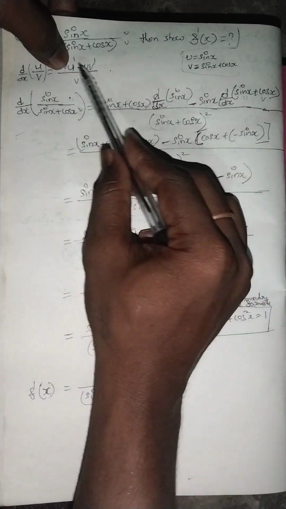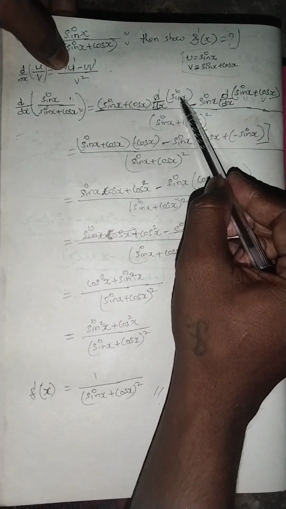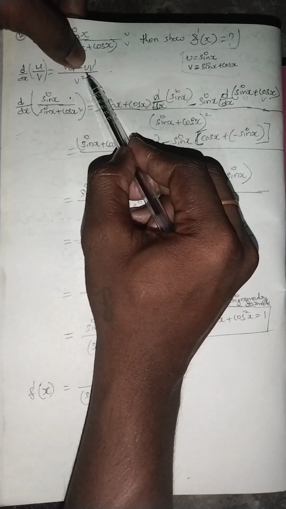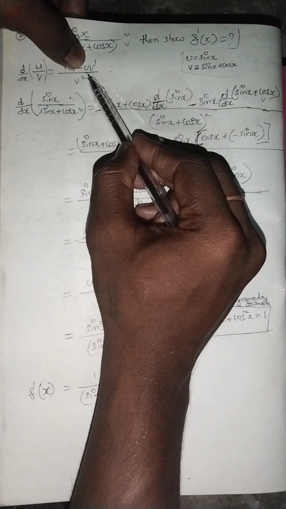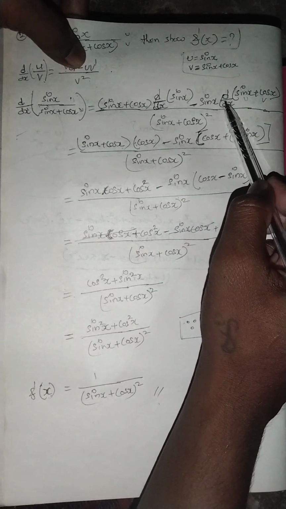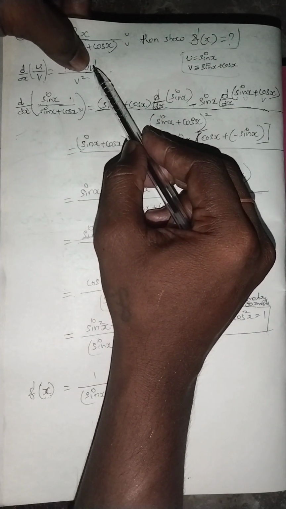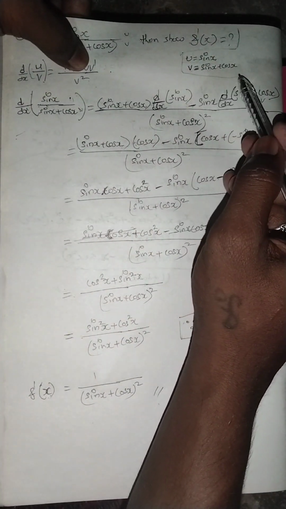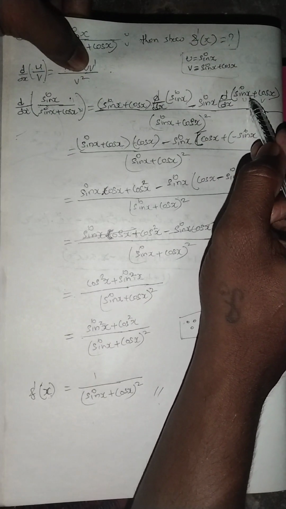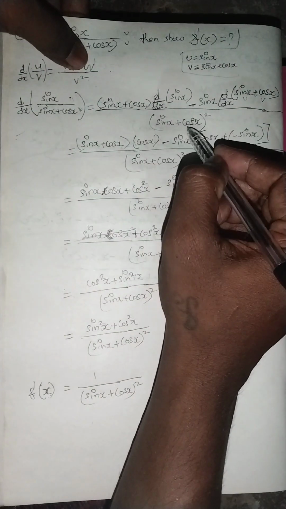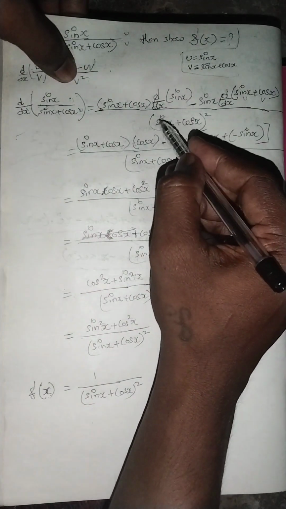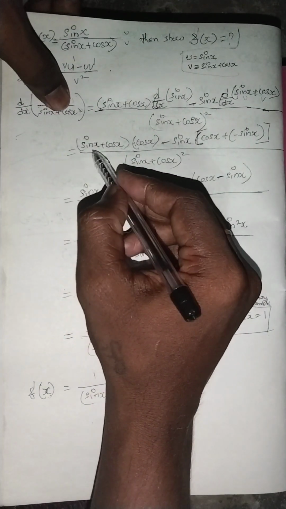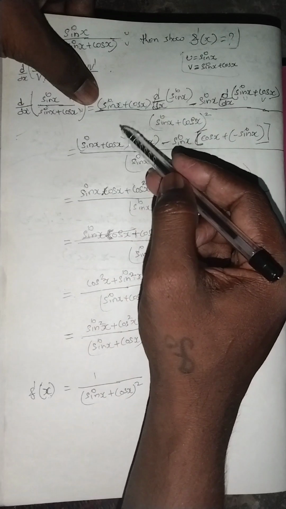Then u dash means dy by dx, and what is u? U is sin x. Then minus u, what is u? U is sin x. Then v dash means dy by dx. V is sin x plus cos x, by v square. What is v? Sin x plus cos x, sin x plus cos x whole square. Then equal to sin x plus cos x. I write down here same.